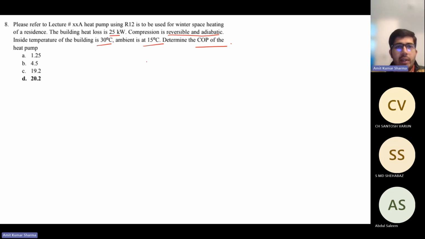So we have been given the data. I have also underlined the important data. Let me know the COP of the heat pump. Take 2-3 minutes. Very important numerical. Maybe a similar numerical will be in your current assignment or in your upcoming exam.